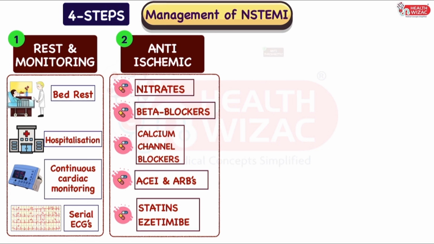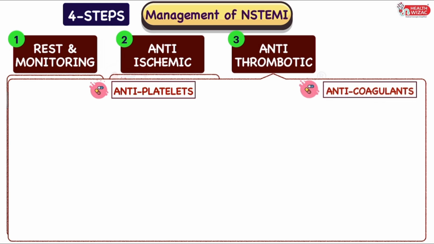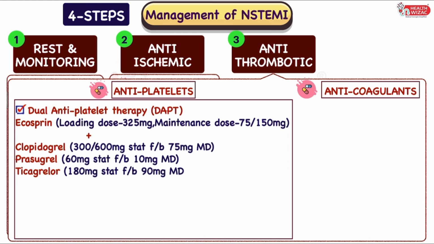Step 3 is antithrombotic treatment, which includes antiplatelets and anticoagulants. All patients with a confirmed diagnosis of non-ST elevation MI should be started on dual antiplatelet therapy, which includes ecosprin along with clopidogrel or prasugrel or ticagrelor, in which ecosprin is used in a loading dose of 325 mg followed by a maintenance dose of 75 to 150 mg.